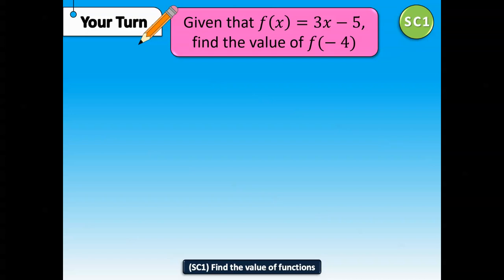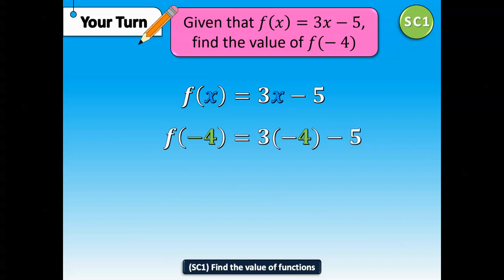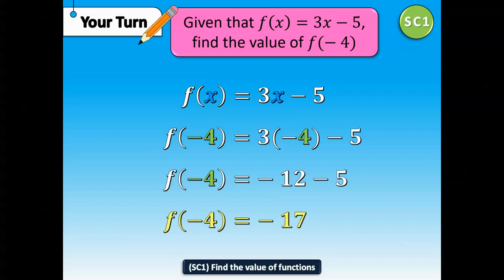So given that f of x equals 3x minus 5, find the value of f of minus 4. So we replace x with minus 4. So 3 times minus 4 will be minus 12. And minus 12 take away 5 is minus 17. So f of minus 4 is minus 17.